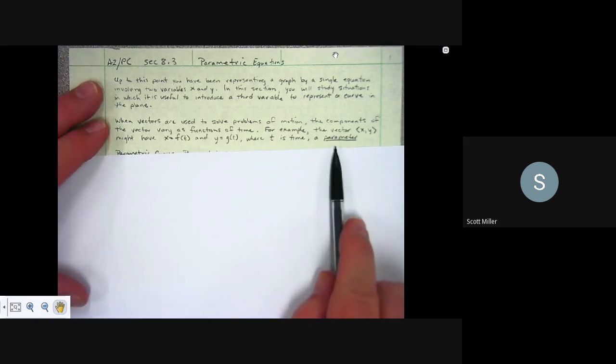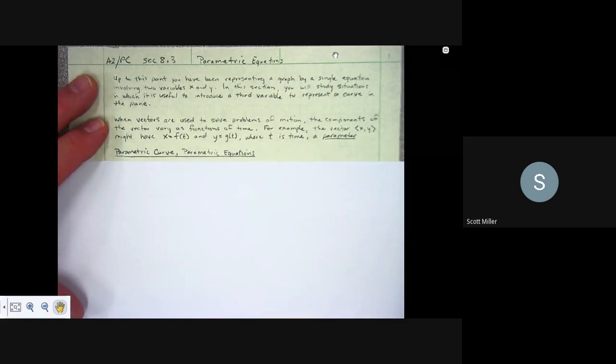When vectors are used to solve problems of motion, the components of the vector are various functions of time. For example, this vector xy might have x representing some function of time and y representing a function of time. Time is called a parameter. So that's what we're looking at. We're going to look at parametric curves and parametric equations. So what are these things?